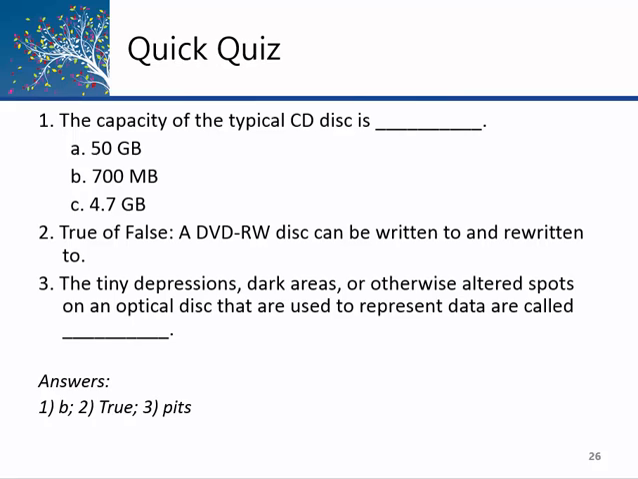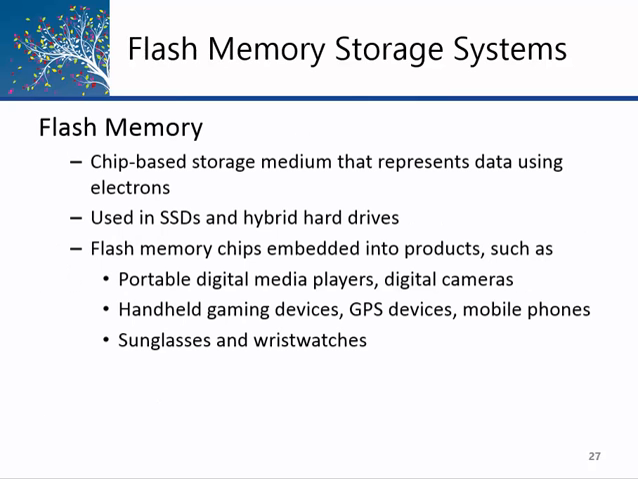So we've gotten through optical disc now, and here's a quick review. The capacity of a typical CD disc is 700 megabytes. True or false, a DVD rewritable disc can be written to and rewritten to? That's true. And three, the tiny depressions, dark areas, or otherwise altered spots on an optical disc that are used to represent data are called pits. And a pit is not going to give you the same signal back that a flat, smooth surface is going to give you back. So it's just a way we store ones and zeros by light bouncing on our data, light bouncing back.